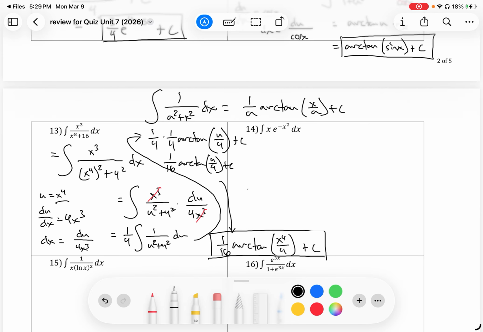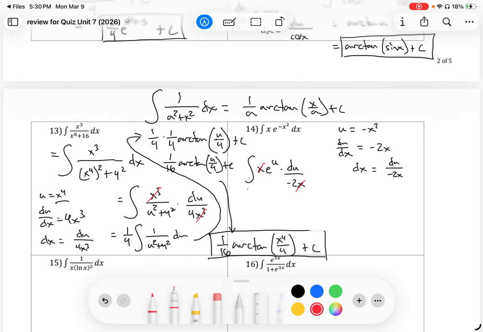All right, number 14. This looks like a simple u sub problem because my inner function is x squared, and then I've got a multiple of its derivative outside. So let me just let u equal negative x squared. So then du dx would be negative 2x. So dx would be du divided by negative 2x. So I get the antiderivative of x, e to the u, times du over negative 2x.